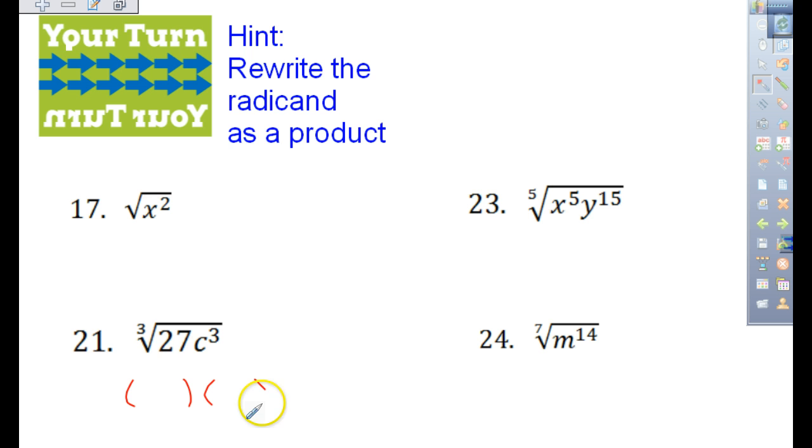What times itself 3 times equals 27c to the third? Well, the 27 is 3 times 3 times 3, and the c to the third is c times c times c, so that's just 3c. So with the variables, it works the same. It's just, again, more getting used to than difficult. As soon as we see what's going on, it kind of makes sense. Okay? All right, let you guys get started.